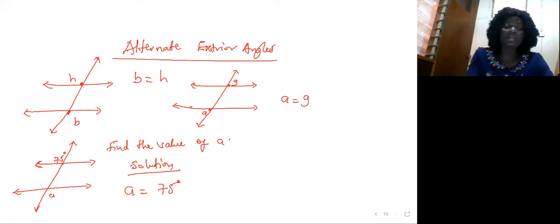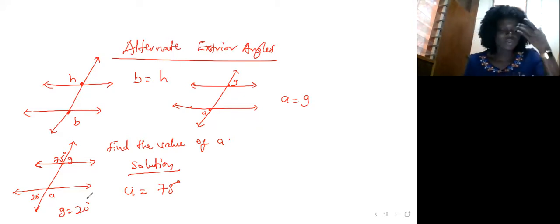So the same example, for example, if I fix 20 degrees in here, and I ask you to find the value for G, what are you going to get? You're going to get G to be 20 degrees, twins, because they are equal. Okay.